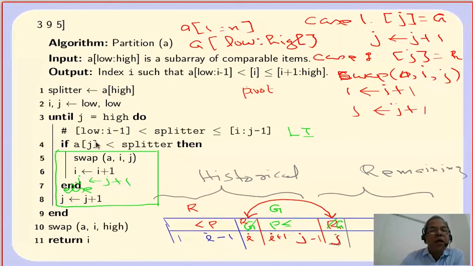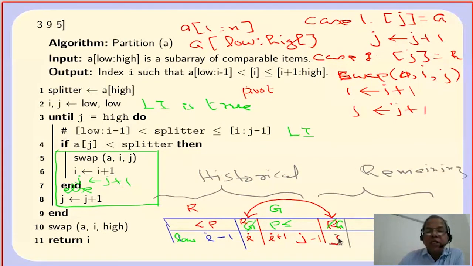This is the loop invariant. All the time, low to i minus 1 is less than the pivot. i to j minus 1 is greater than the pivot. Okay. Make sure that the loop invariant is true here also. Check it. I will ask such questions in the CA test. Is the loop invariant true before the loop starts?